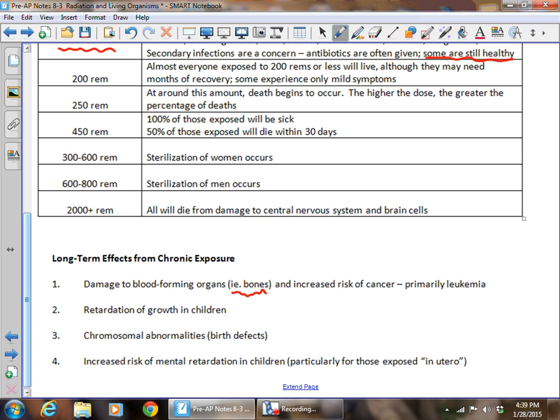Although I have read an article that said she should have died much more quickly because it's a very fast acting type of cancer. Did she live for several years with this because of her work with radiation? So who knows on that? But you do get an increased risk of cancer, primarily leukemia. Children, they don't grow as fast, they don't grow as much. You can get birth defects, chromosomal abnormalities, and increased risk of mental retardation, especially for those who were exposed in utero, meaning when they were still in the womb. So those are some effects of radiation exposure on humans.